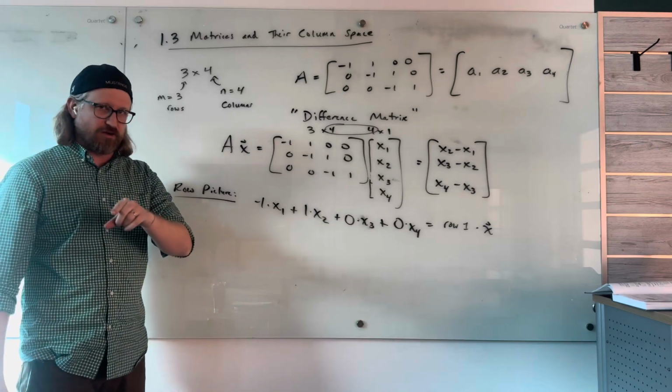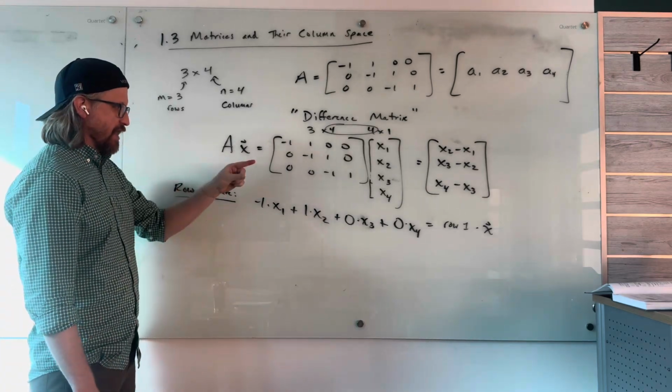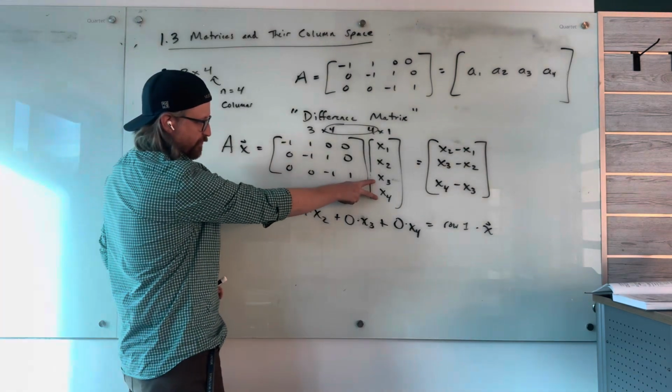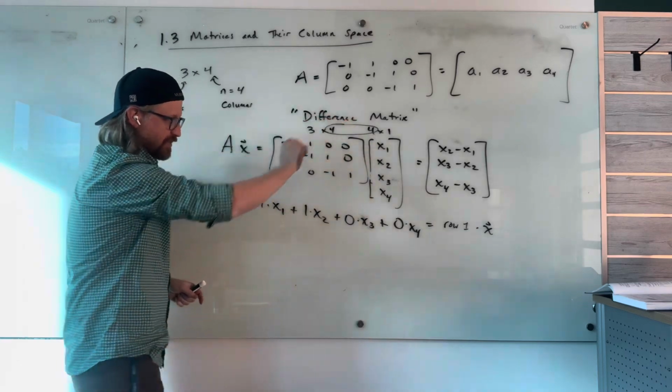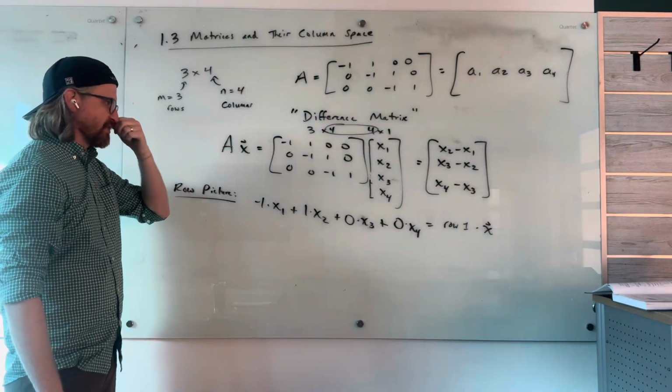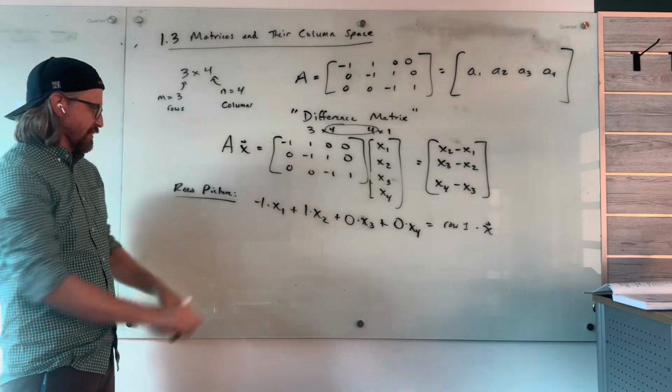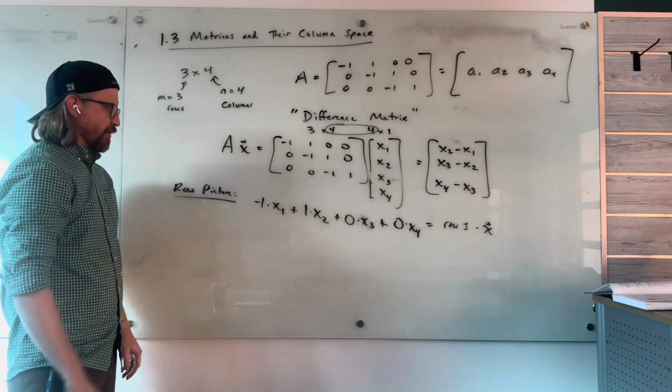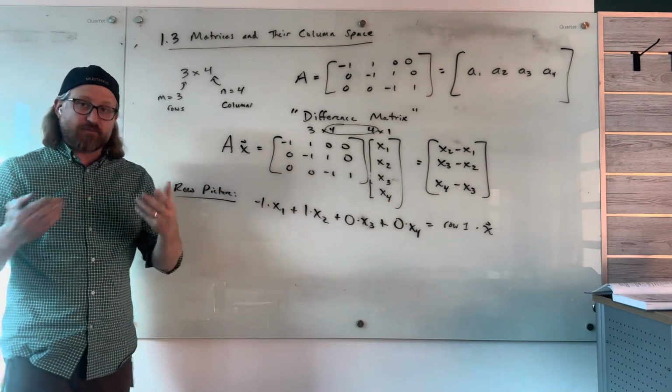So I'm restarting the video and picking up right after we were talking about the differences in these entries, why this again is called a difference matrix. But we see our result here. Now again, this is called the row picture. It is using dot products.